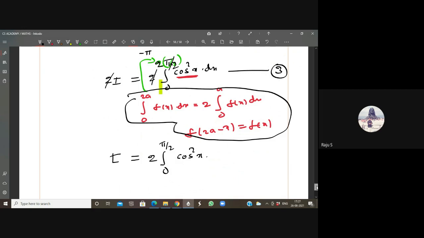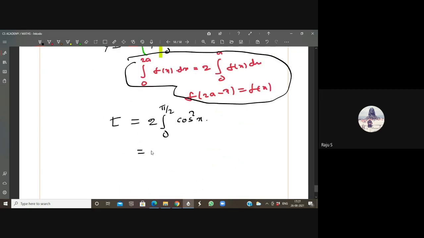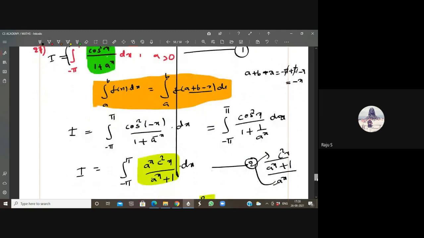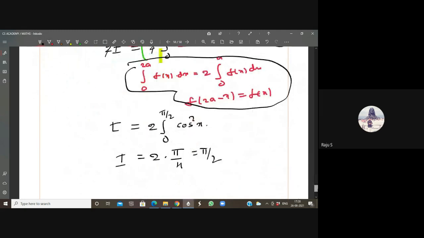Then what about this value? This NCERT problem gave pi by 4. The answer here is pi by 2. That's all. So the answer for this, the integral of cos square by 1 plus a power x dx, the value is pi by 2. Any answer? Yes, third option. Got it? It's not involving a. 1 plus a power x gets cancelled.